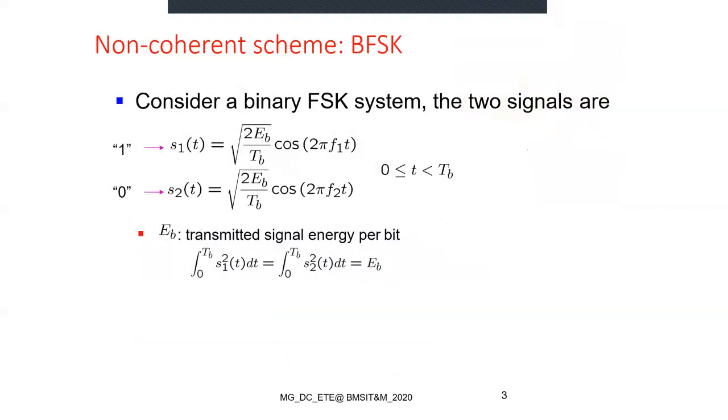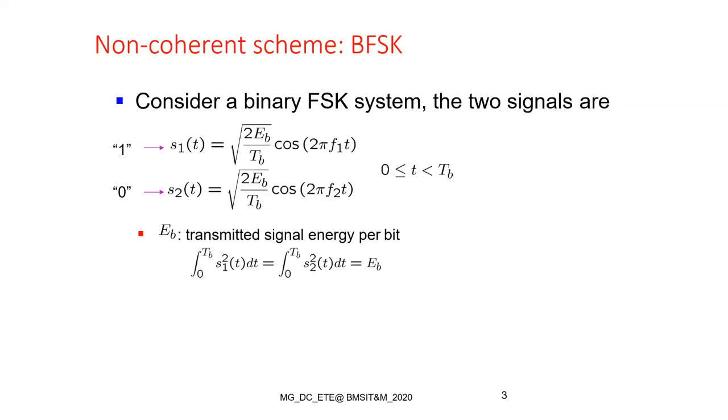As I said, the binary frequency shift keying modulated signal can be written as, for symbol one, S1 of t equal to root of 2 Eb by Tb cos of 2 pi f1 t. Then for symbol zero, the modulated signal will be root of 2 Eb by Tb cos of 2 pi f2 t. Means symbol one I am transmitting with one carrier frequency, f1, and symbol zero with another carrier frequency, f2. So symbol one and zero are transmitted with two different carrier frequencies. That is what binary frequency shift keying is.